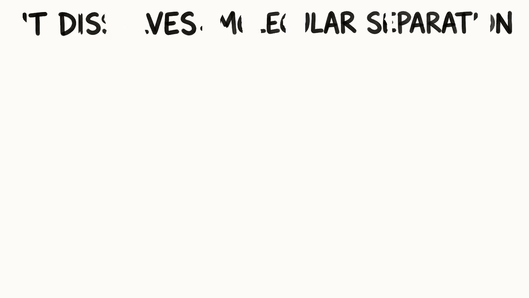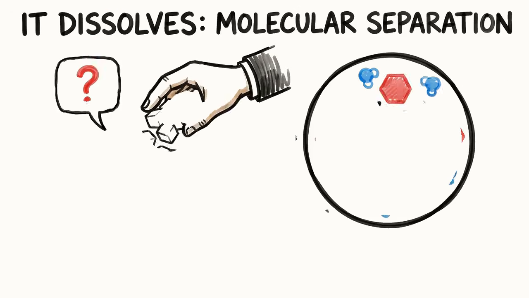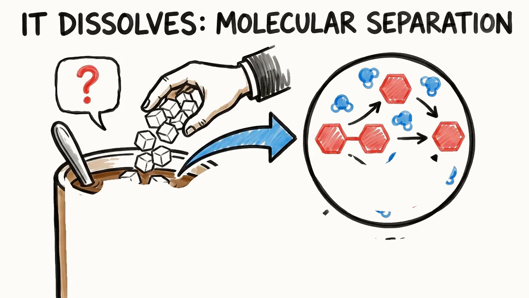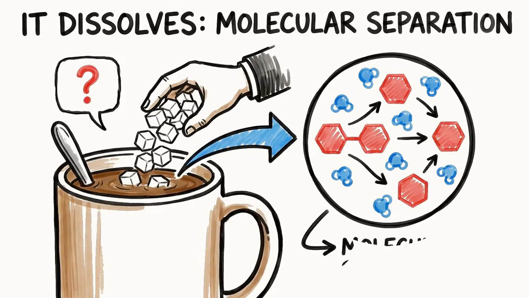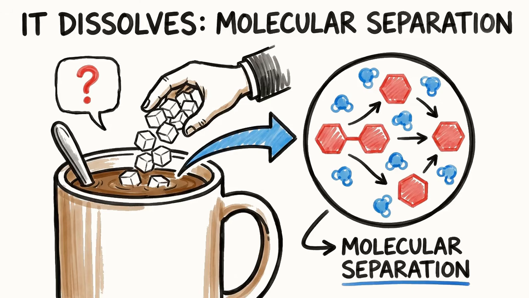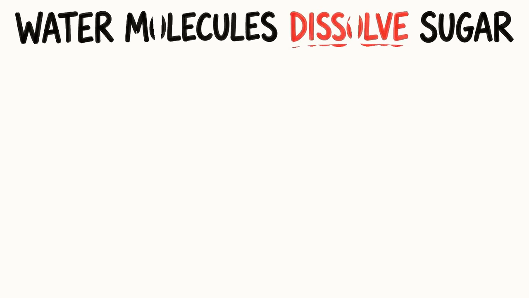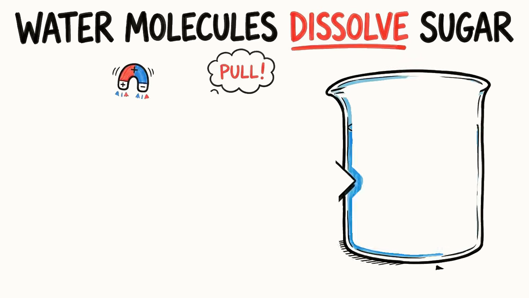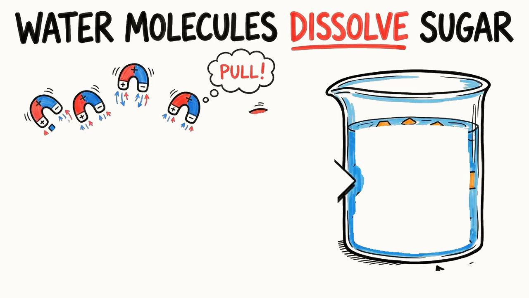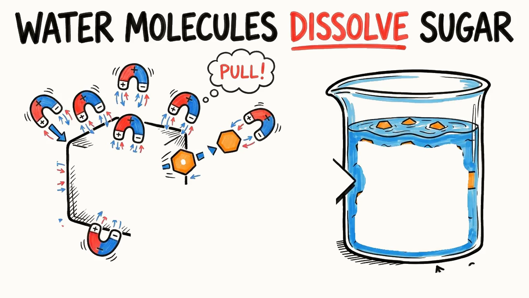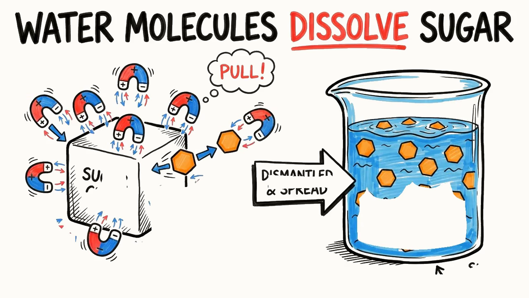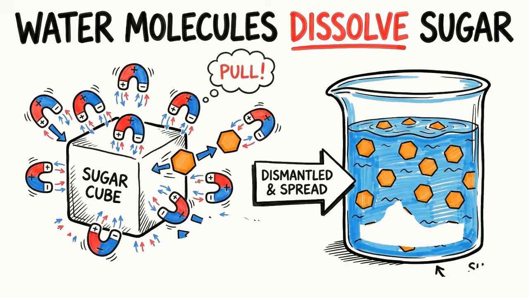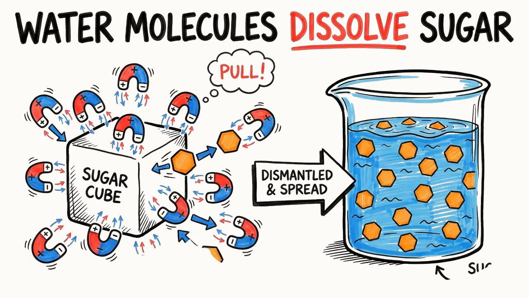When you stir sugar into your coffee, where does it go? It doesn't disappear, it dissolves. This is an act of molecular separation. Water molecules are polar with a slightly positive and negative side, like tiny magnets. They swarm the sugar cube, surrounding each sugar molecule and pulling it away from its neighbors. Piece by piece, the crystal is dismantled and spread evenly through the liquid. The sugar is still there, just invisible.